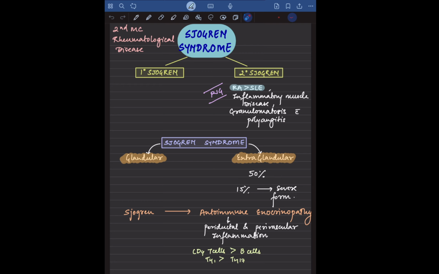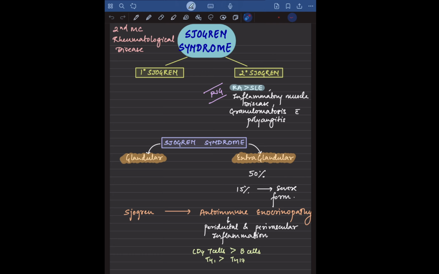Okay, so in the previous topic, I did mention Sjogren's syndrome, and so I thought, why not have a detailed discussion on it today. So today's topic is Sjogren's syndrome, which is under rheumatology. It is actually the second most common rheumatological disease. Okay, and we are all aware of this. And why is it so important?